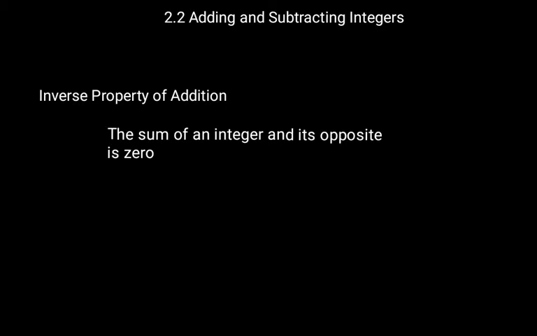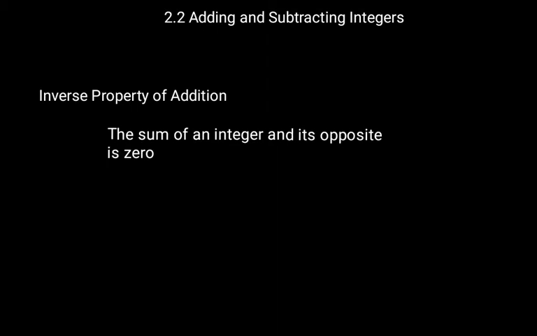Welcome to lesson 2.2, adding and subtracting integers. Kind of familiar stuff from 6th grade and 7th grade and now moving into pre-algebra in 8th grade. One of the building blocks of this is the inverse property of addition. It's not so important that you remember that name as it is that you understand the concept that the sum of an integer and its opposite is 0, because you're going to use this for adding and subtracting and for addition and subtraction properties of equality when you solve equations.